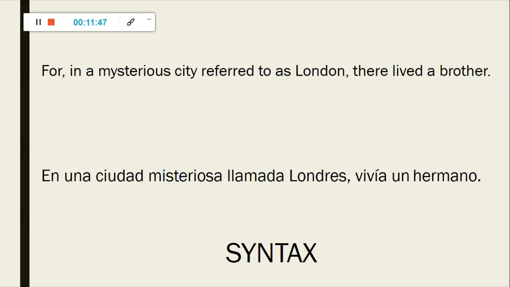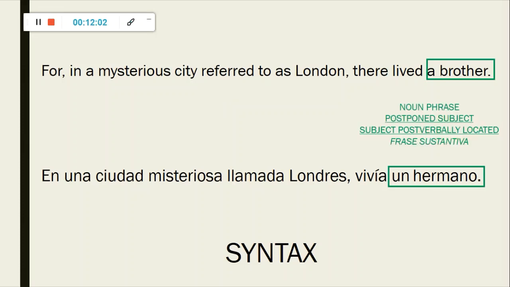So, let's analyze the syntax the same way we did on the previous pair. We find here, again, the subject in post-verbal position, post-verbally located, but we find a noun phrase, or una frase sustantiva in the case of Spanish. So we see that in this case, the type of element is short and not that complex, as in the case of the previous sentence.